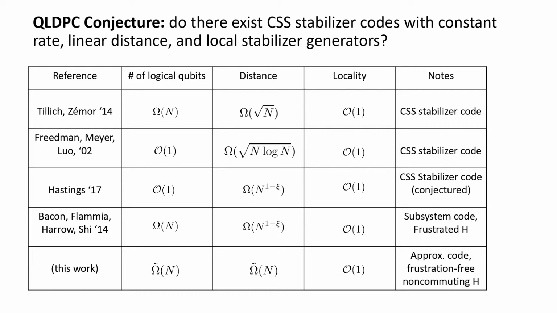Kind of fascinating breakthrough work in 2014 found codes with constant rate and approaching linear distance that are subsystem codes. So they are ground spaces of strictly local Hamiltonians, but they are gauge subsystem codes, and the Hamiltonians involved are frustrated.